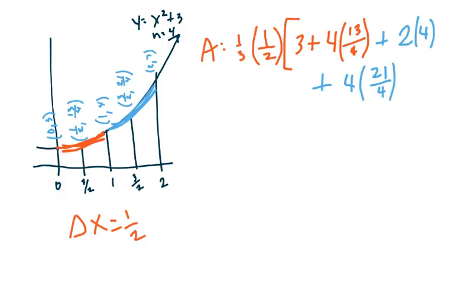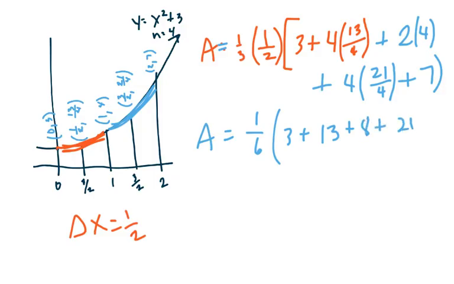So 4 times 21 over 4, plus, now 7 is the end of the whole thing, so it only happens once. So the area is 1 over 6, because 1/3 times 1/2 is 1/6. And we have 3 plus 13 plus 8 plus 21 plus 7 when we multiply those out.